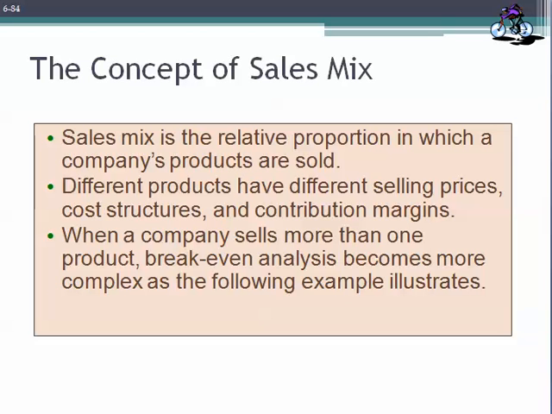Sales mix is the relative proportion in which a company's products are sold. For each company, different products have different selling prices, cost structures, and thus different contribution margins. When a company sells more than one product, break-even analysis becomes a little bit more complex, as we'll illustrate with the following example.